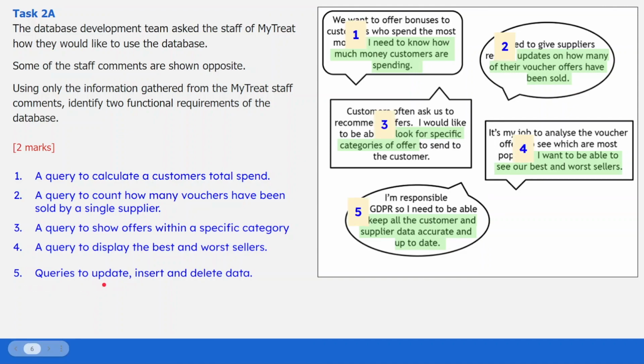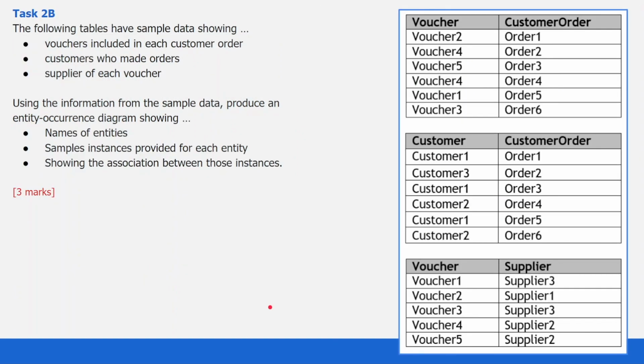So there are 5 functional requirements for this database, each one of those functional requirements linking with a different end user requirement. To gain the marks in task 2A, you've got to identify at least 2 of the functional requirements. Moving now on to task 2B.